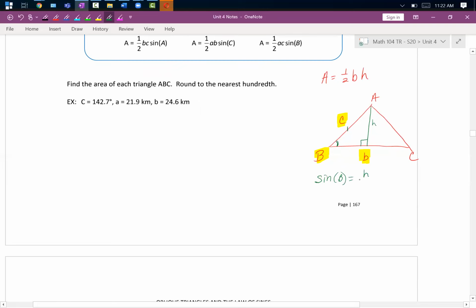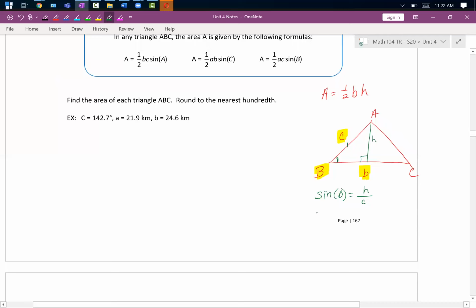to H over C. The height then, we could solve for H. We're going to get that the height is equal to C times sine of B. Our regular area formula is 1/2 the base times the height. Our base is given to us, that's side B, and our height is now this down here. So our formula morphs into A equals 1/2 B C times sine of B.